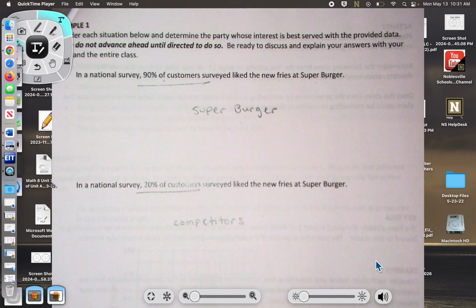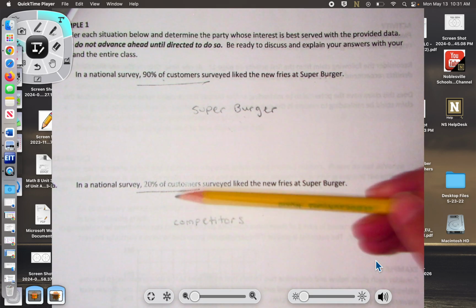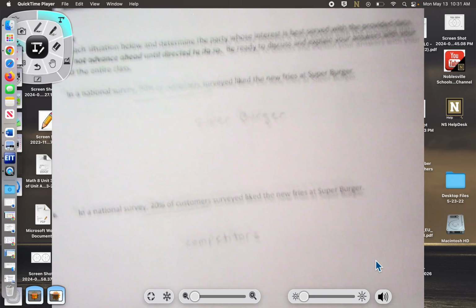I will tell you from personal experience, Burger King is always changing its French fries, and I've got to be honest, I don't like Burger King French fries. In fact, my family will get burgers at Burger King and then hop over to McDonald's for their fries because they're much better. I know that sounds ridiculous, but we actually do that. Luckily, they're right across the street from each other. But okay, so this benefits Superburger, this benefits the competitors.